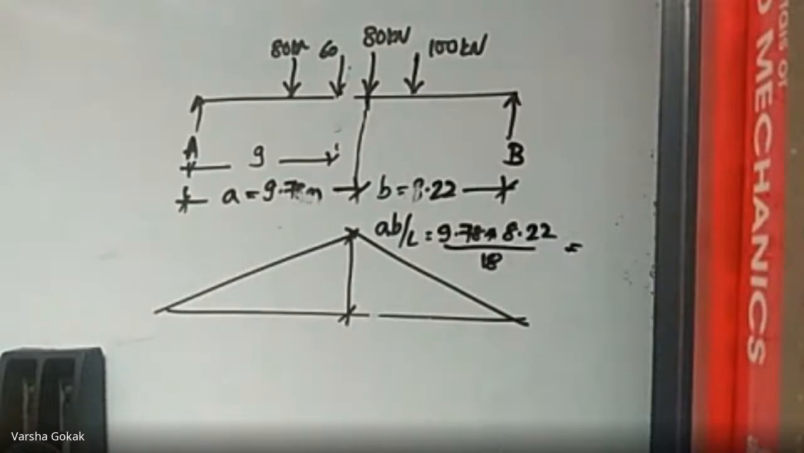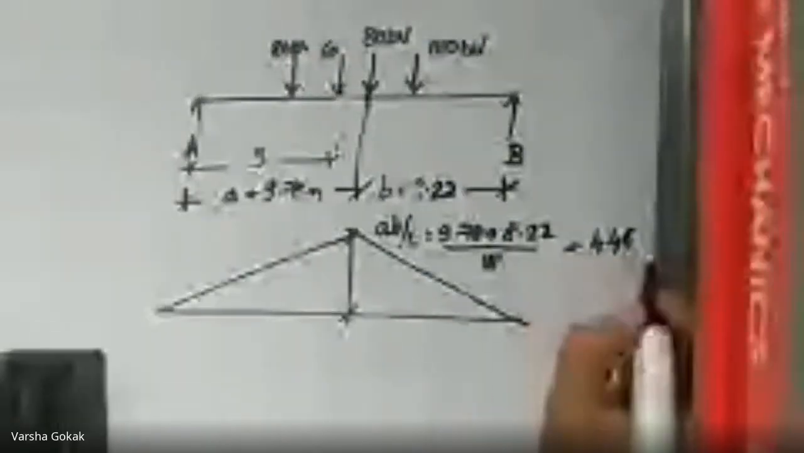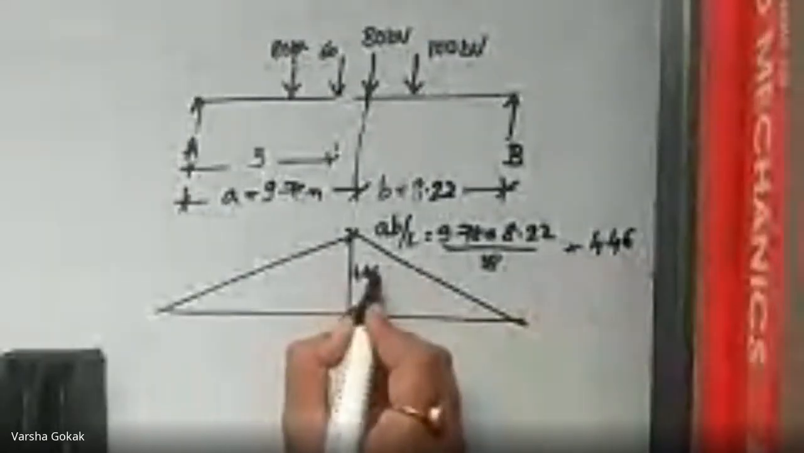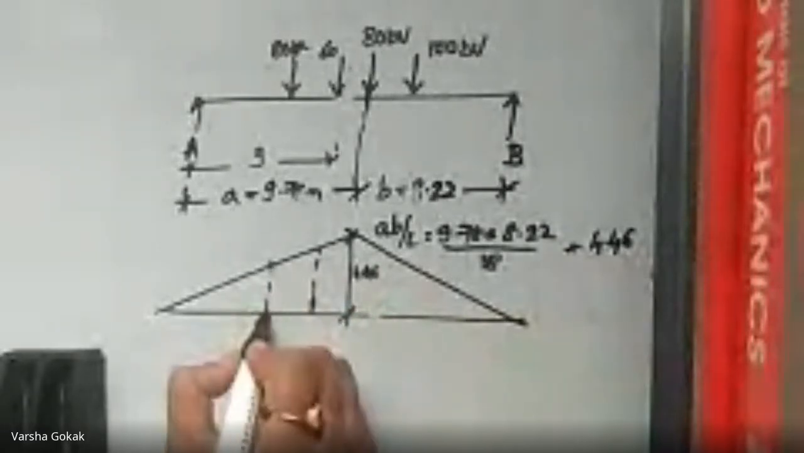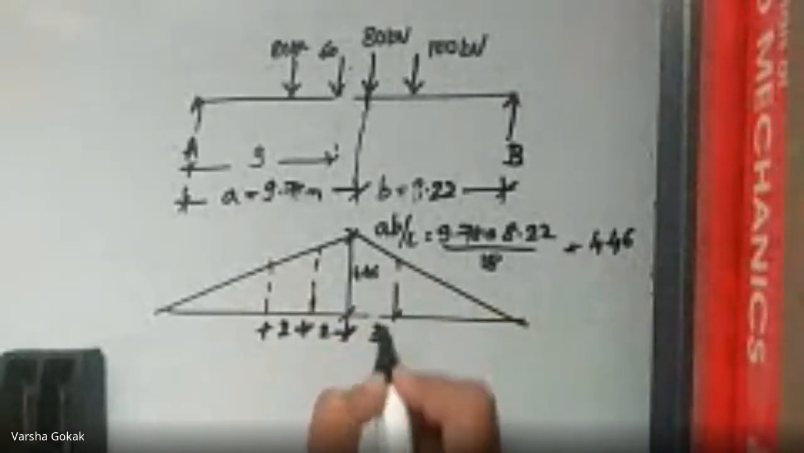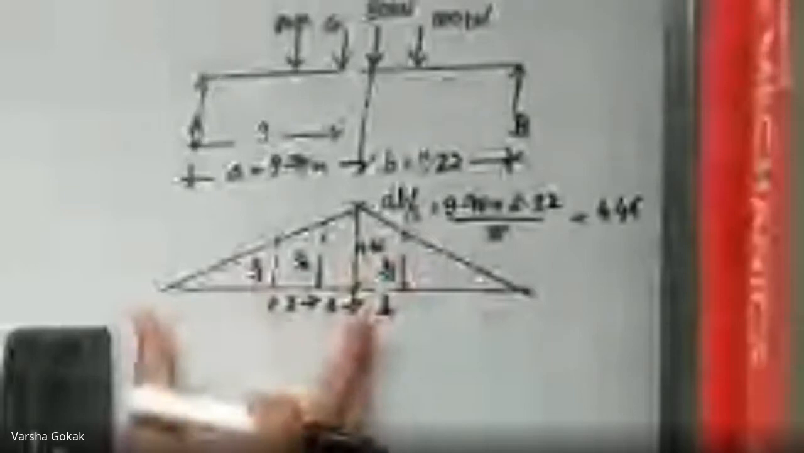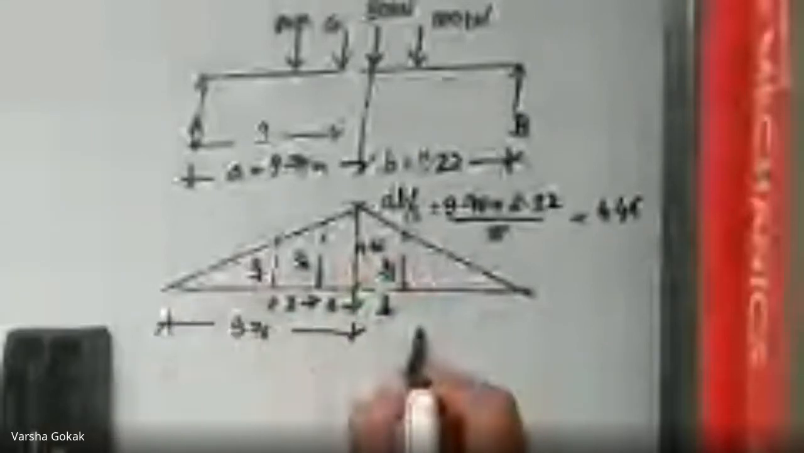How much? 4.46. So this ordinate is 4.46. I need to calculate the other ordinates at 2 meters, 2 meters, and at 3 meters. I'll have other ordinates, Z1, Z2, and Z3. The total A distance here is 9.78, and on this side it is 8.22, that is the B distance, the base of the triangle.